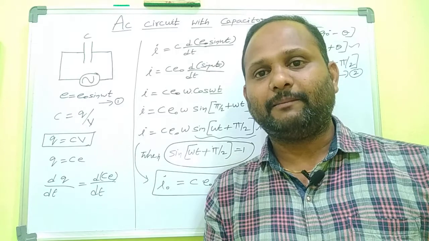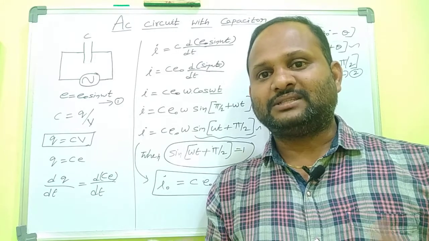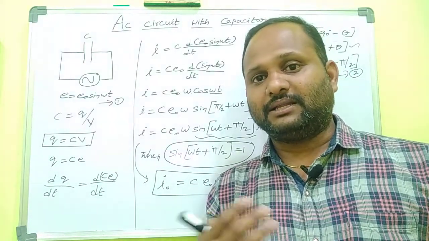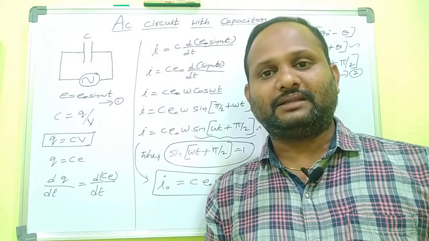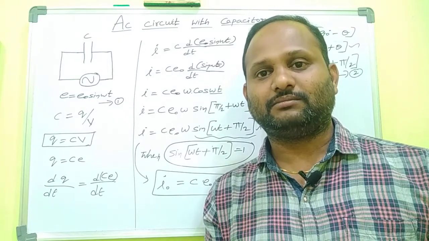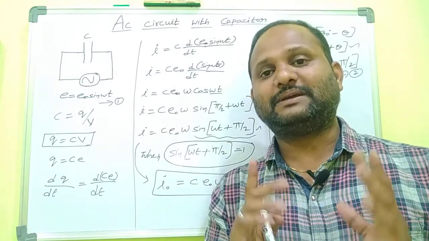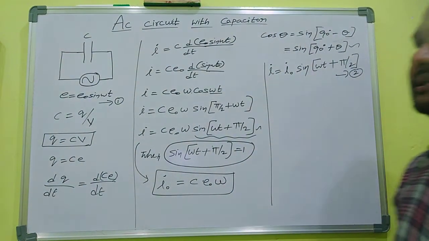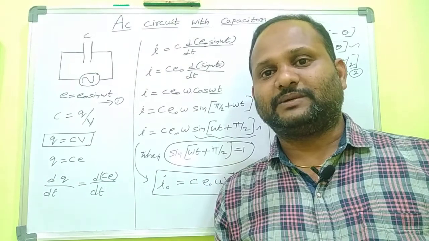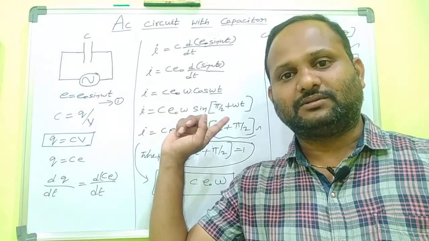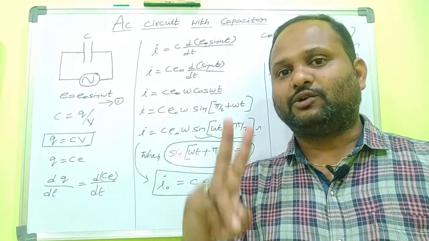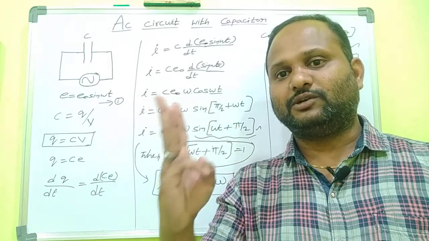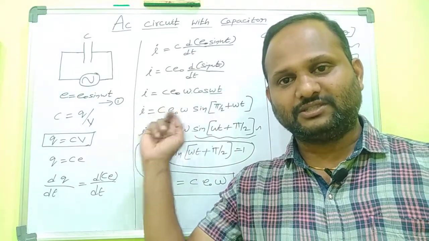But who is leading here? Current is leading. Who is lagging? EMF is lagging, but the EMF is following the same path, same angular velocity, but there is a phase difference. How can we represent this phase difference? We represent this phase difference in three ways. One is the expression right here. Second one is wave diagram. Third one is phasor diagram that we are going to discuss.